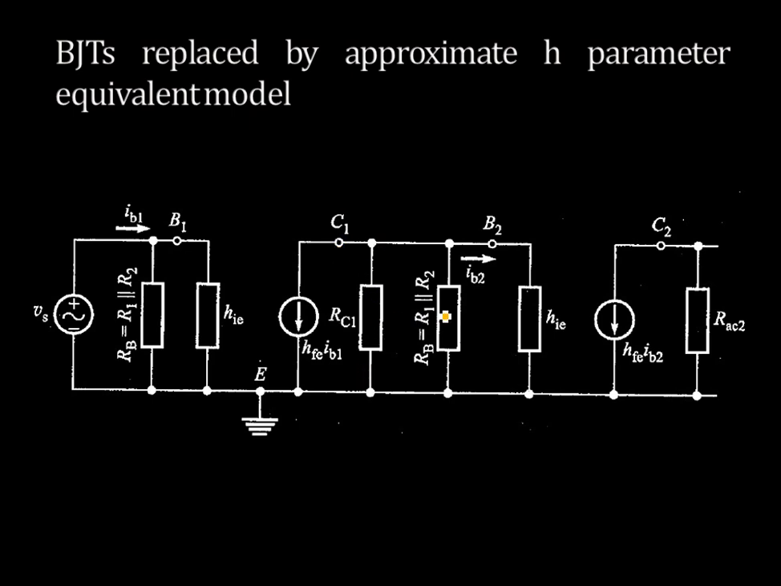Then what is RC1 seeing? After RC1 we have again the input stage of the second amplifier. So RB is R1 parallel to R2, and you have the base current IB2 flowing into the second transistor. So this is the base terminal of the second transistor and the collector terminal of the second transistor, and you have the current source representation hfe IB2, and RAC2 is the output.